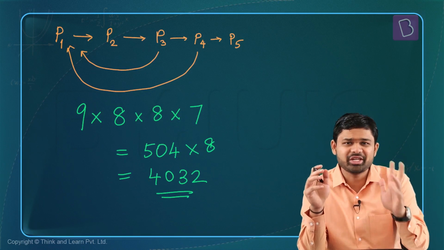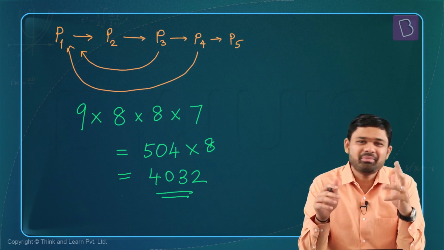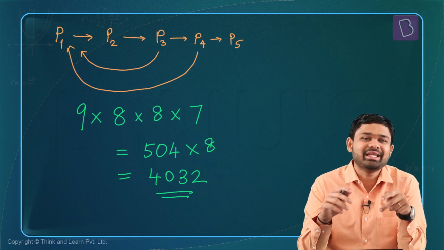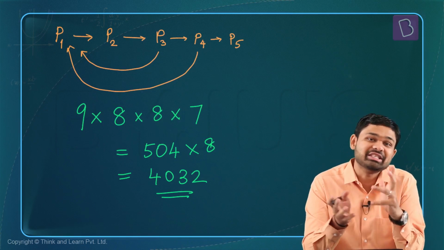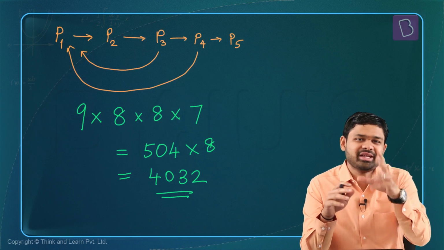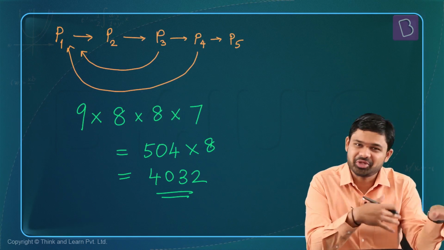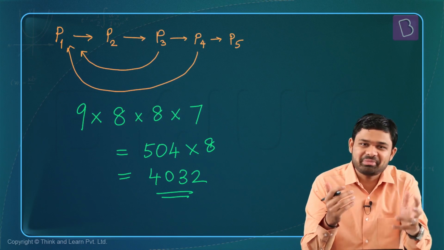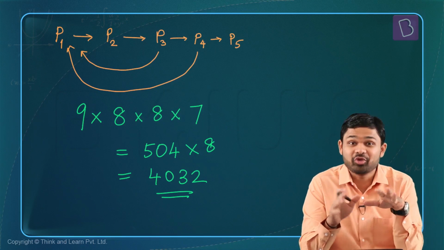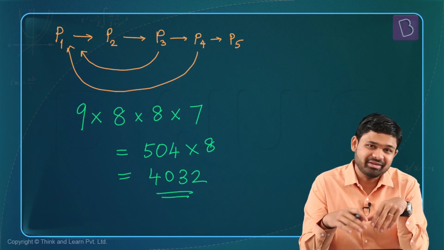The reason I said 9 into 8 into 7, you must remember, is because sometimes you have these questions, let's say you have 9C3 or something like this, wherein there's a 9 into 8 into 7 divided by 1 into 2 into 3. So it's better to remember 9 into 8 into 7 as 504. It helps a lot in your competitive examinations.